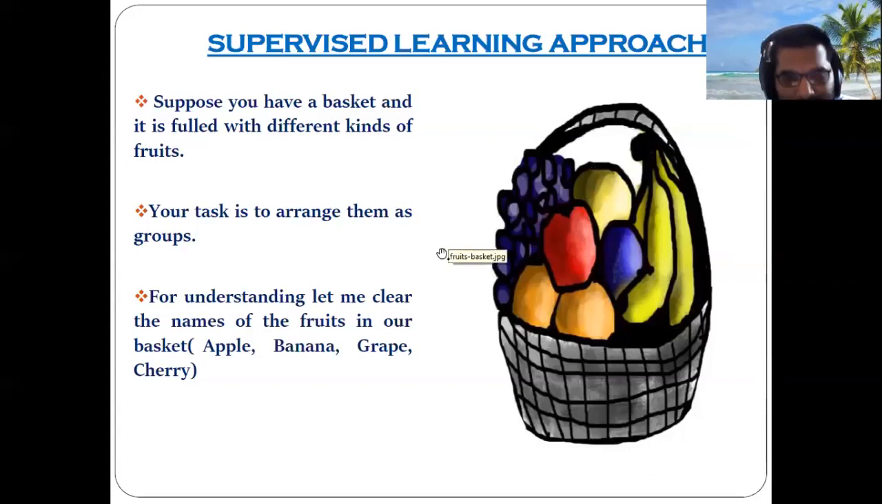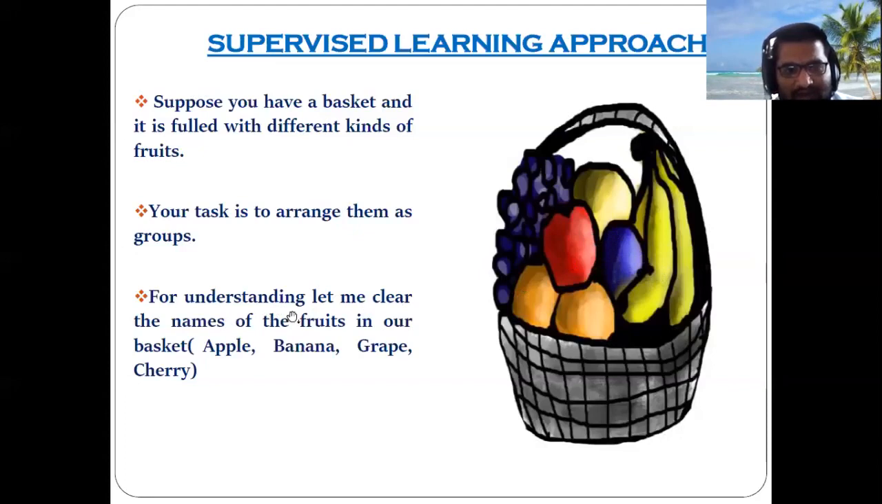Hello, guys. Yes, we got disconnected because of the time limit. So, we first learn about supervised learning. Now, we have been given the basket and it is filled with different kinds of fruits. And our task is what? We have to arrange them in groups. Understand the situation? Yes, sir. We have to arrange them as a group.